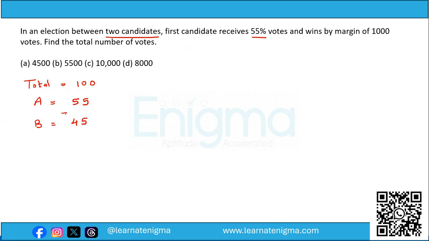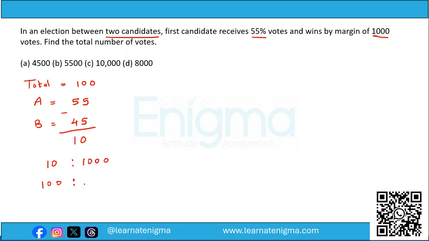That means we can say that A won the election by 55 minus 45, that is a margin of 10 votes. Now, we got a margin of 10 votes, but in the actual question, it is mentioned it is 1000. So 10 corresponds to 1000. Now, 10 is the margin when the total votes we have assumed it as 100.